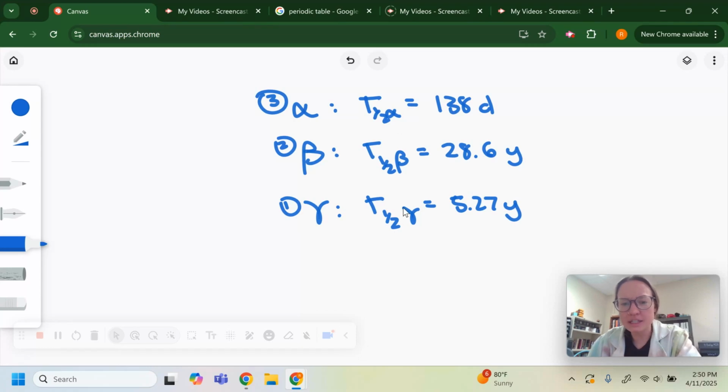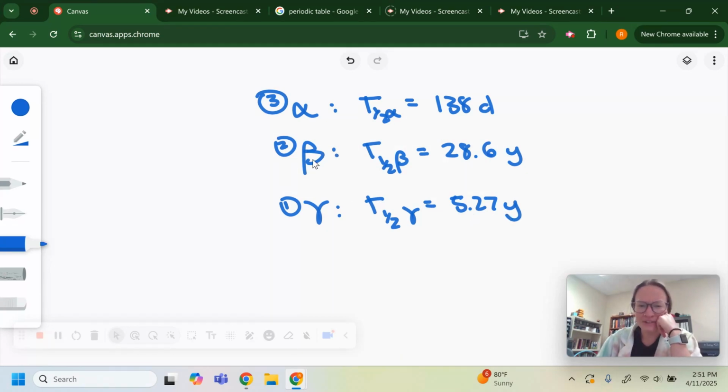We saw that each of these has a different half-life. My alpha emitter, a little bit of polonium, has a half-life of 138 days. My beta emitter has a half-life of 28.6 years. And my gamma emitter, which is a little bit of cobalt-60, has a half-life of 5.27 years.